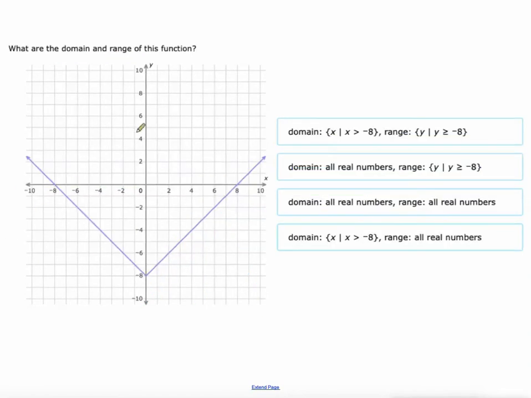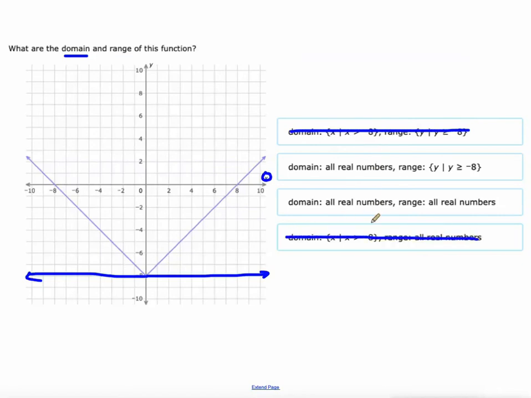A couple more. This one changes things up a little bit. All right, first of all, domain. Look again, it goes forever. That's our possible x values. That arrow goes forever to the right and forever to the left. That is all real numbers, okay? So that rules this one out and that rules this one out. It's either one of these two, all real numbers.